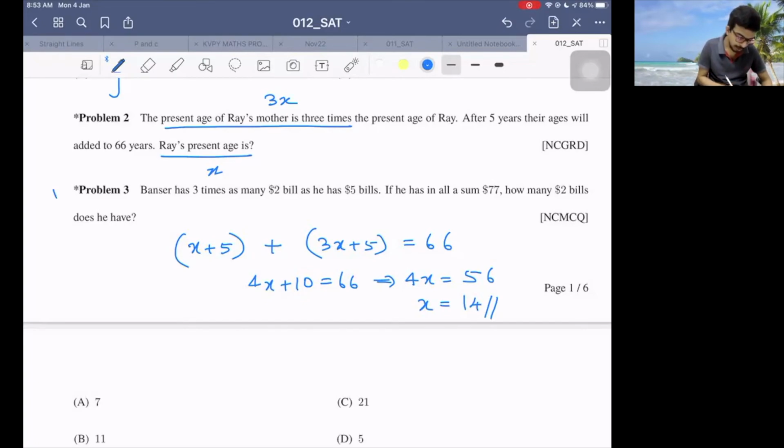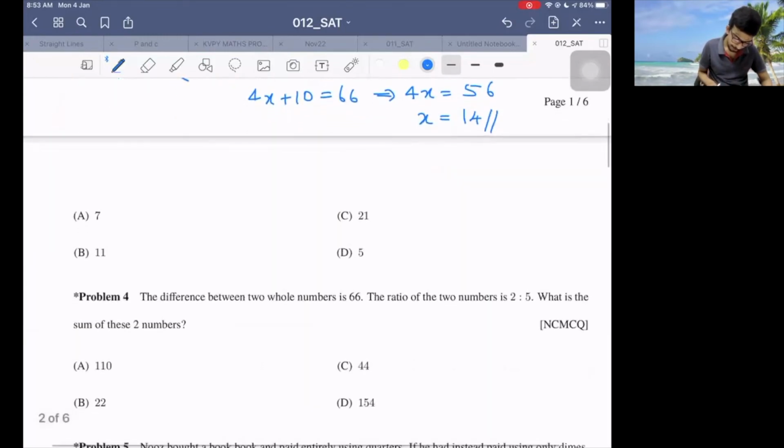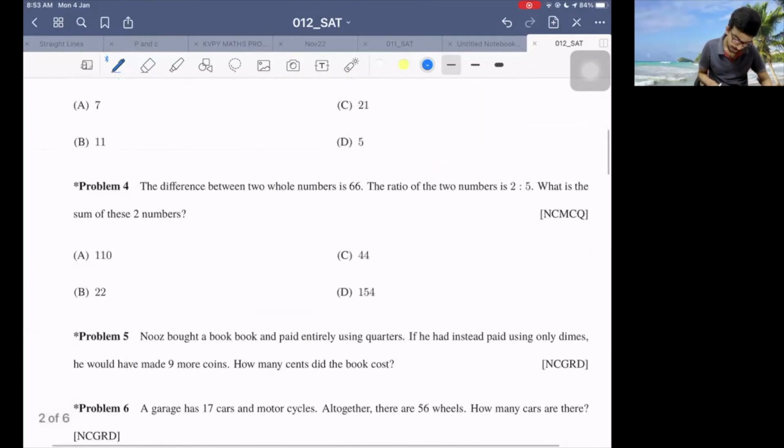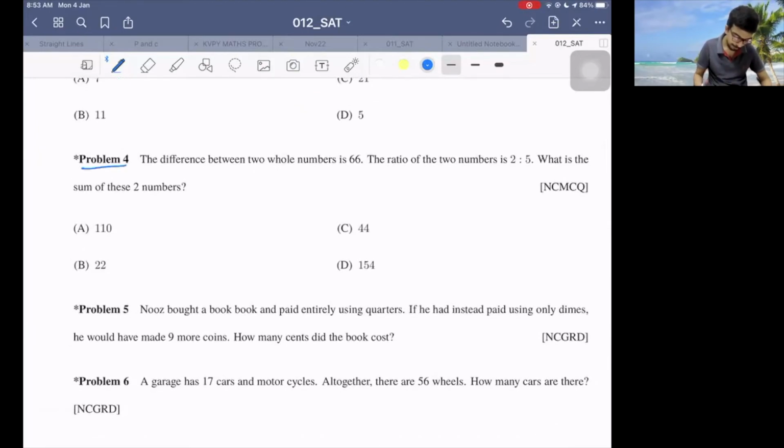Question number 3, you can try it as homework. I'll share the sheet with you. Let's see question number 4 now.